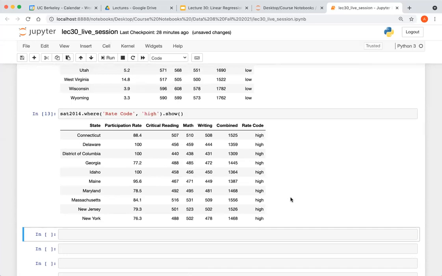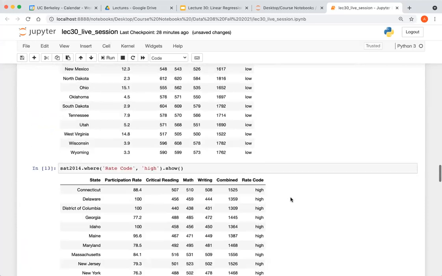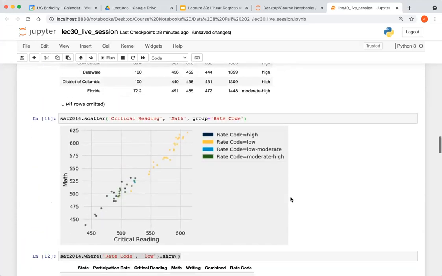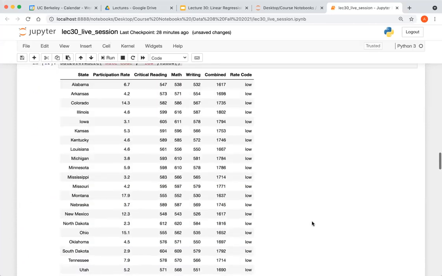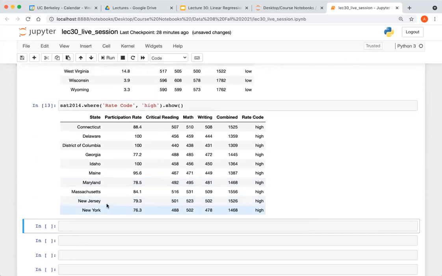Look at the states where participation is very high. Where are they on our picture? Are they high or are they low? They're near the bottom. The dark colors are down here. All right, and which states are they?